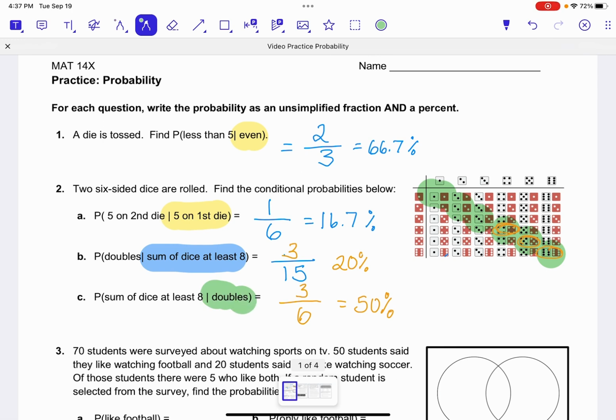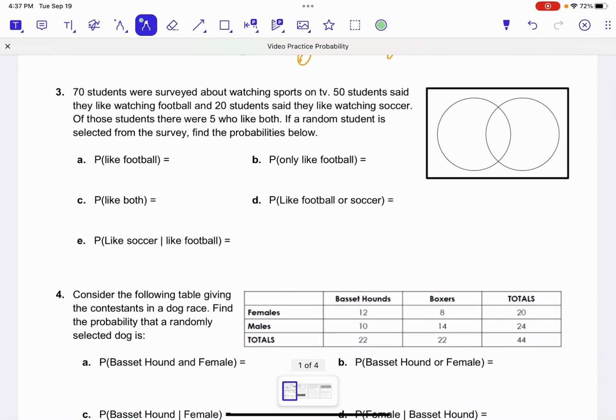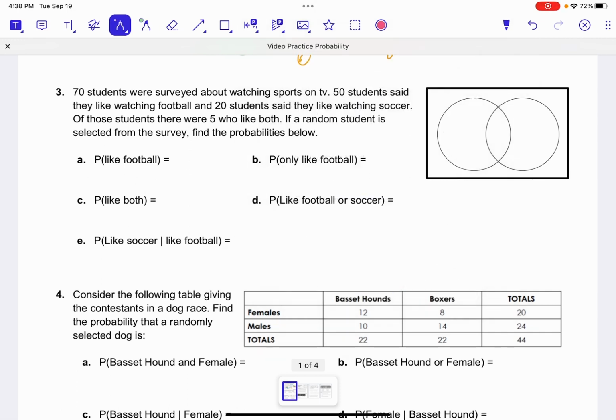All right. So that's just some examples of conditional probability involving rolling of dice. I highly recommend giving yourself that little visual when you're going through and counting and thinking about the likelihood of something. All right, for the next few we're going to go back to making Venn diagrams or looking at contingency tables and using those to help us build our probability. So on this one, we have 70 students that were surveyed about watching sports.